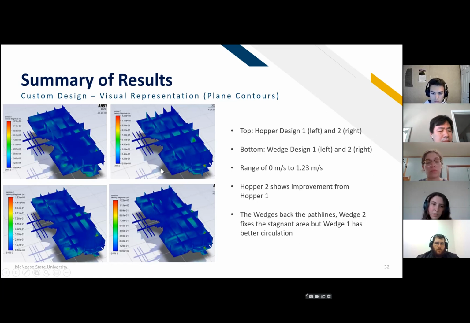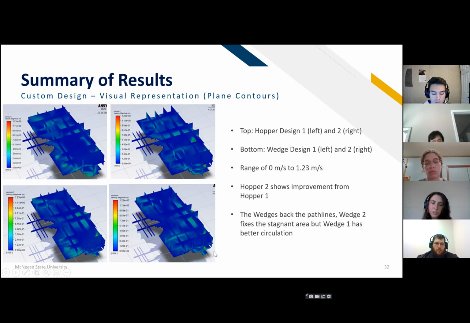So moving on to wedge 1, you can see that there's quite a bit of good circulation throughout the pool, except for the stagnant area on the right a little bit. And moving on to wedge 2, the circulation isn't quite as good. It fixes the stagnant area on the right, but the overall circulation comparing the two just isn't as good as the first one. So again, if I had to compare them, wedge 1 would be the best pool overall, while the second hopper would be a close alternative.